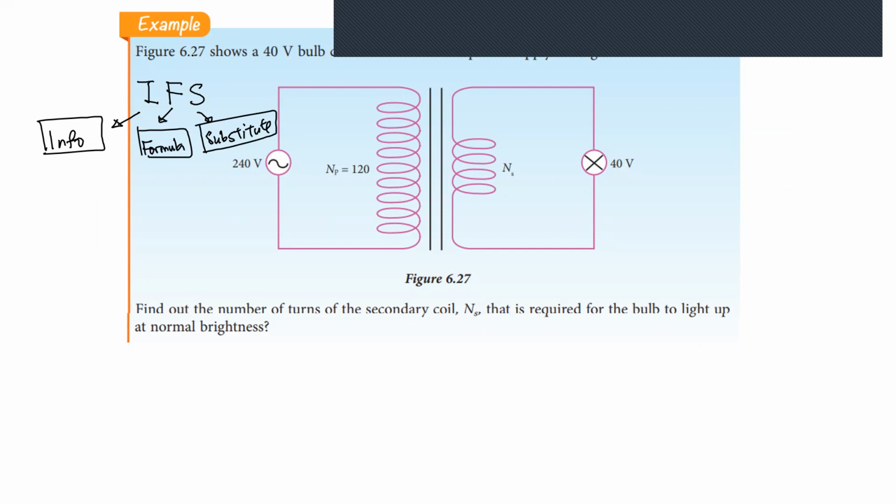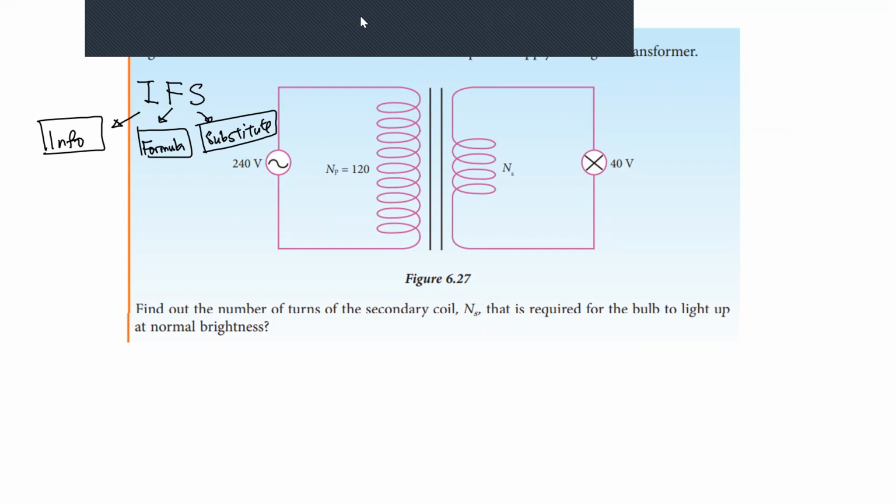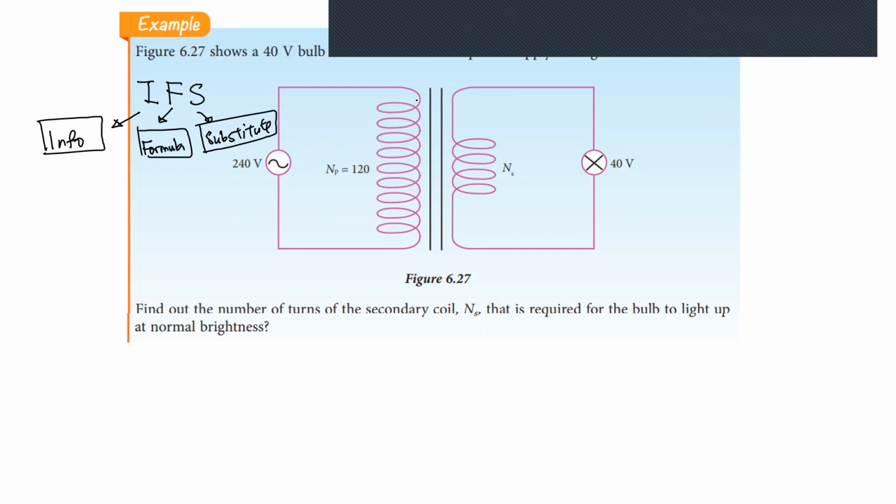Alright, so now figure 6.27 shows a 40 volts bulb connected to a 240 volts power supply through a power transformer. So always remember, the left hand side of the transformer is always input. So this is the input voltage or primary voltage. On the right hand side, it will be the output voltage.